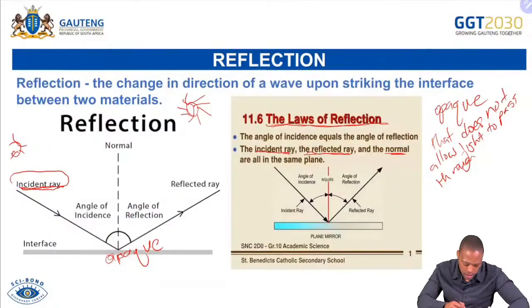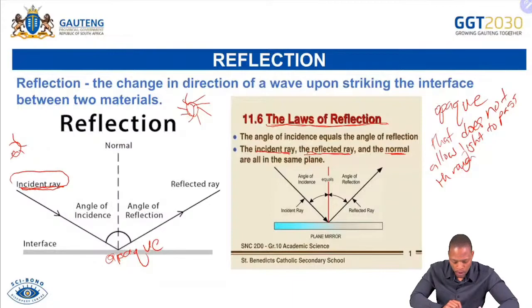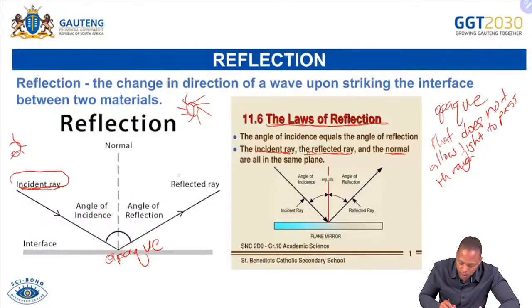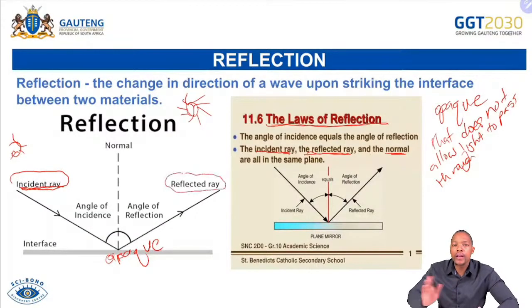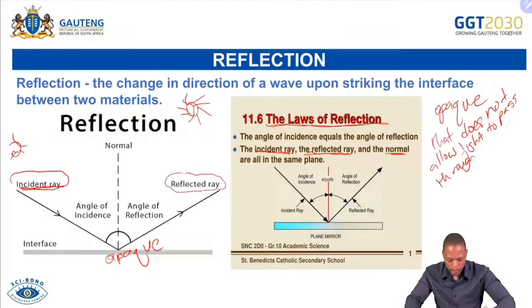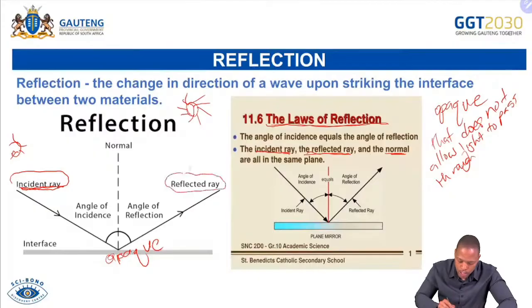Then it touches the interface between the two materials, and then it changes direction, as the definition says. The ray that now comes out from the material after it has bounced back, we name it the reflected ray, because that ray is being reflected by the opaque material. So we call it the reflected ray.